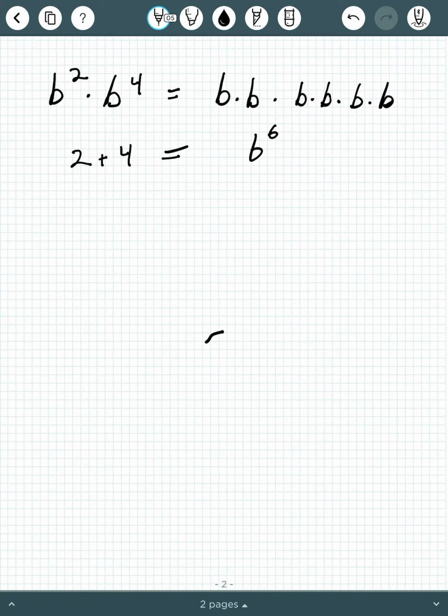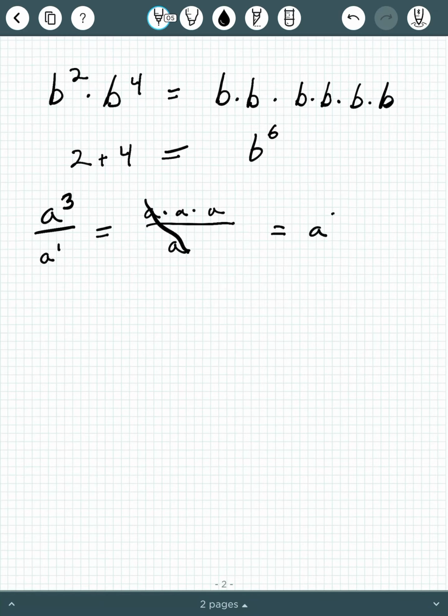We've already talked about what we can do when we divide, and that's we can just subtract those exponents, because a to the third could be expanded. a to the first is already expanded, so we'll have 1 cancellation, and we'll get a squared, which is the same as 3 minus 1. So we can use those shortcuts frequently.